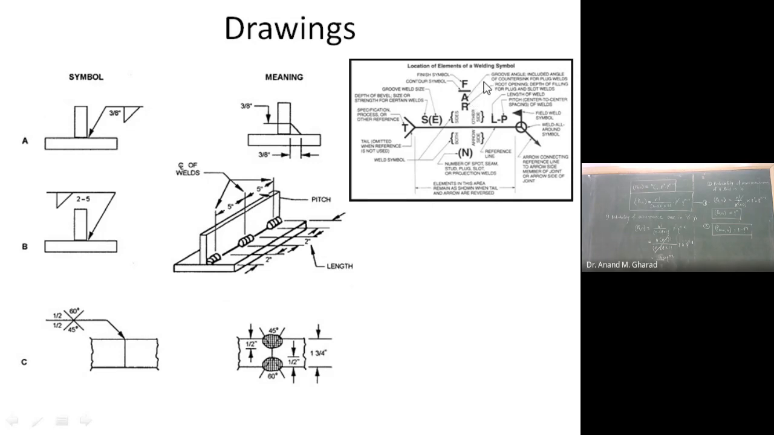Root angle. Groove angle, sorry. What about capital R? Groove opening. Root opening. Then what about this capital S? Depth of bevel. Capital S. Capital E. Groove weld size. What about capital L? Length of the weld. Capital P.